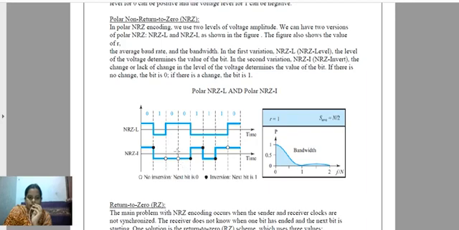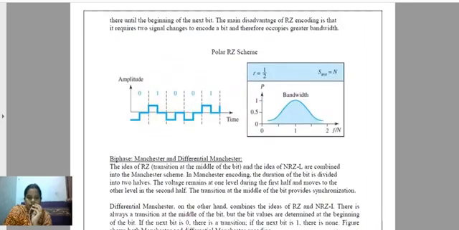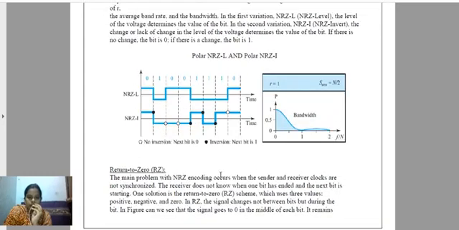Next, in the polar scheme we have another technique, return to zero. Return to zero is needed because there is a problem with NRZ: if the sender and receiver clocks are not synchronized, then there will be a problem.